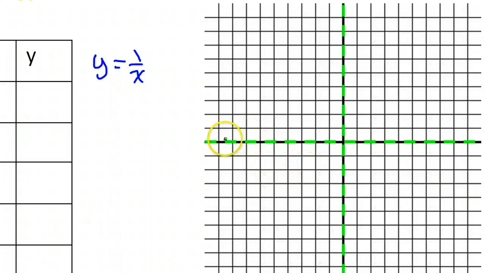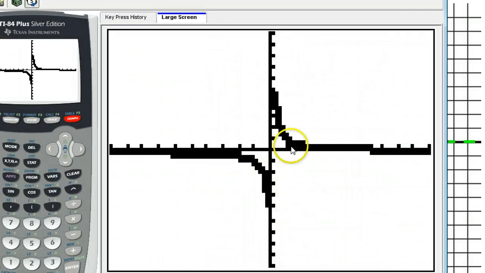We learned that it has a branch in the lower left-hand quadrant, and another branch in the upper right-hand quadrant. On a graphing calculator it looks something like this.